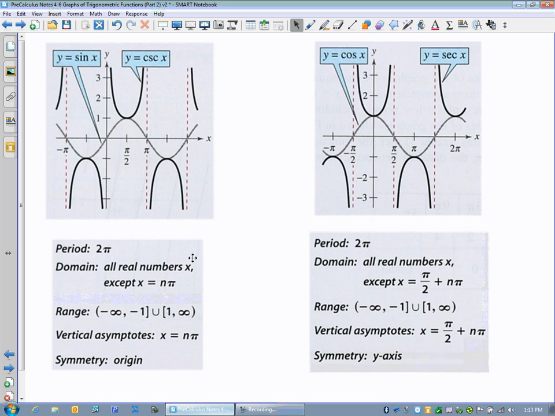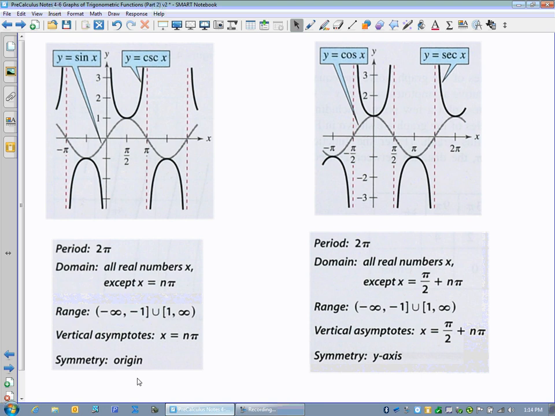The range, remember, neither of these two graphs will ever touch the x-axis. So there is a y value that you will never have. For both of them, they are the same. The graphs exist at 1 or above, or at -1 and below. And in interval notation, we would say from negative infinity to -1, including the endpoint, unioned with 1 to infinity, again, including the endpoint.